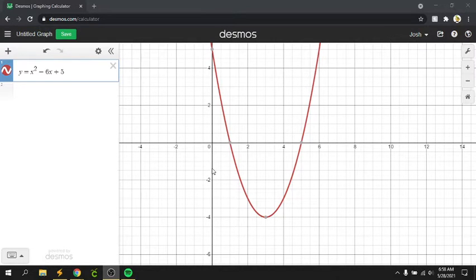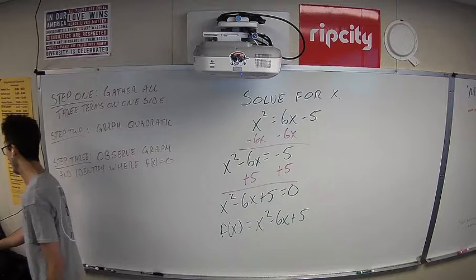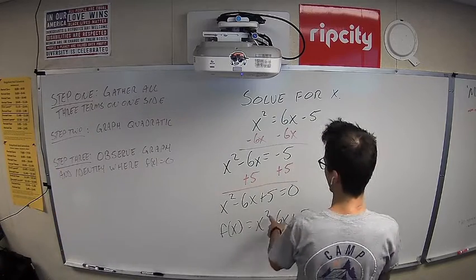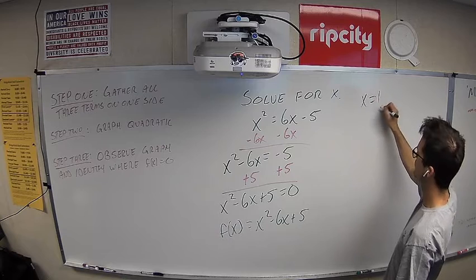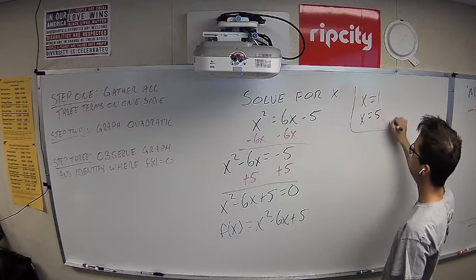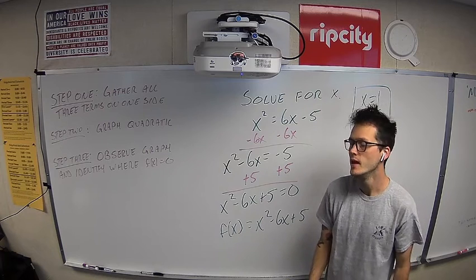So where does this graph touch the x-axis? Well, right here at 1, 0, and right here at 5, 0. So where are the solutions to this? The solutions to this are when x equals 1 and when x equals 5. So we would say the solution to solve for x, well, our solution, x equals 1, x equals 5. And that is actually it. We're done. We've solved this thing.